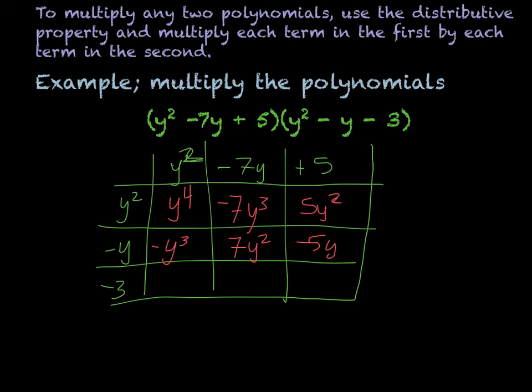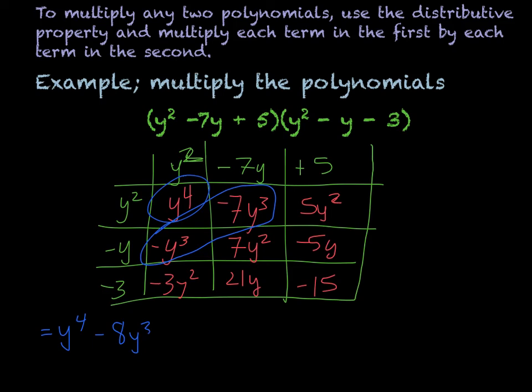Negative 3 times y squared is negative 3y squared. Negative 3 times negative 7y is positive 21y. And negative 3 times 5 is a negative 15. Okay, so now if I just put them all in order, my y to the fourth. Then I put my y cubes together. Negative y cubed minus 7y cubed is a negative 8y cubed.